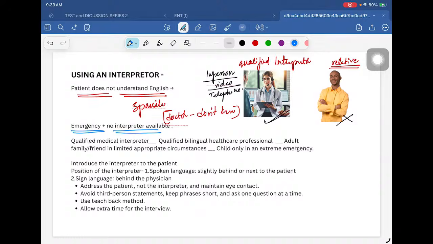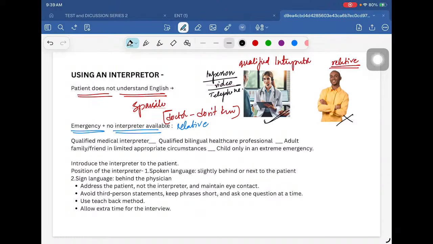You just have the relative available because you don't have any choice here, and it's an emergency, like the patient's vitals are not stable and they are admitted to the emergency department. In this situation, you will not wait for a qualified interpreter because that might deteriorate the health of the patient, right? So you basically take help of a relative in the situation. See, this is sort of an exception, don't take it always. In any other given situation, it would be a qualified interpreter rather than the relative.